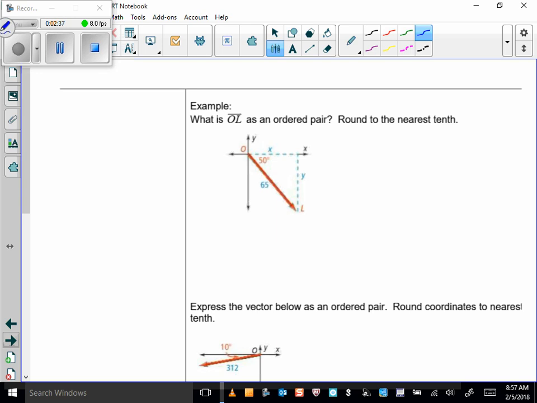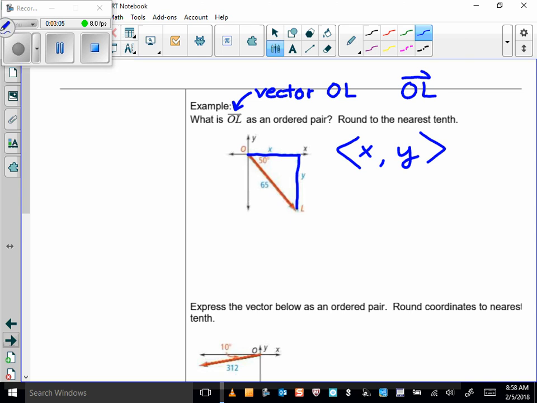What is vector OL? This is vector OL. We can see from our symbology, vector OL, which we know is written like that. What is it as an ordered pair? And it says round to the nearest tenth. Okay, well, when I want it as an ordered pair, remember I need an x component and a y component. So I've got to figure out, look here, here's my x component, here's my y component, and the red is the vector itself. So how can I find out what the x and y components are?